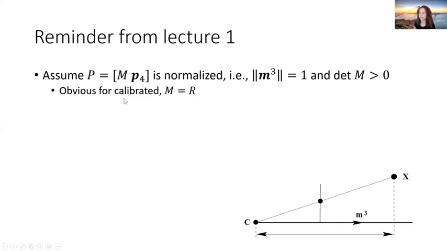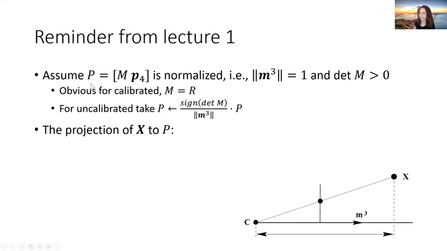So for a calibrated camera, this thing is just a rotation matrix. And the rotation matrix already fulfills these conditions. It has a positive determinant, and the norm of the third row is 1. But if the camera is uncalibrated, then we need to normalize it by multiplying by the sign of the determinant and dividing by the norm of this row. And this will give us a normalized camera.